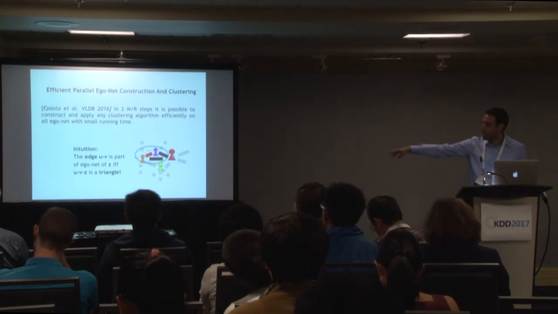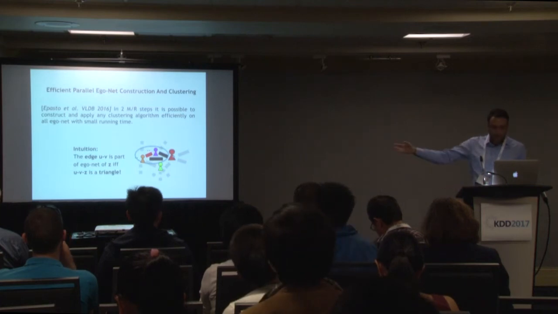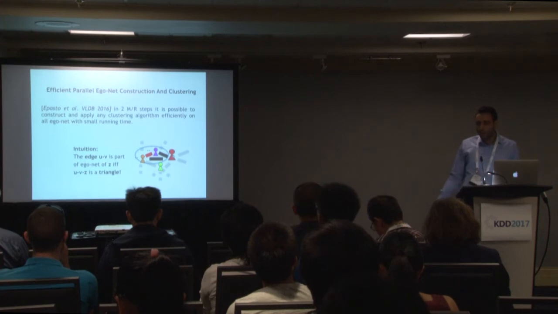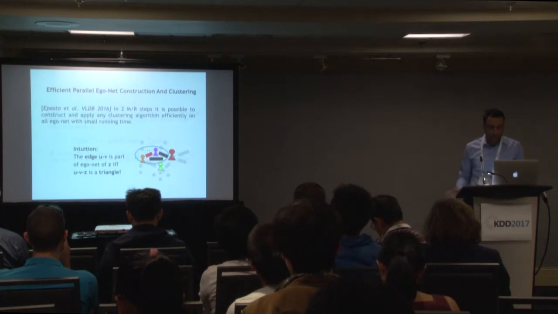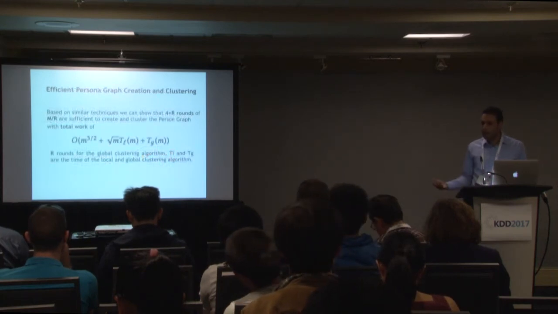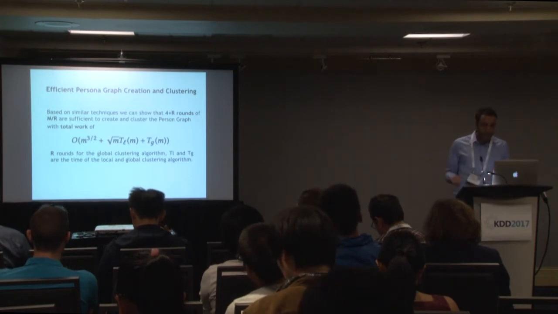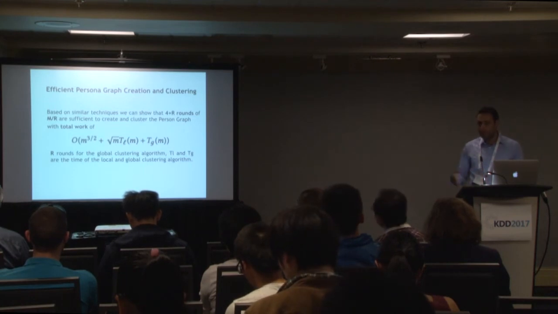The reason this is very related to triangles is that, intuitively, if the edge UV is part of the EgoNet of Z, that means that there is a triangle UV and Z. So you can see that there is a direct connection between these two things, and this allows us to parallelize and distribute the work in a very efficient way. This is for creating the EgoNet and clustering, but you can see that we can do basically the same also for the entire pipeline of our work.